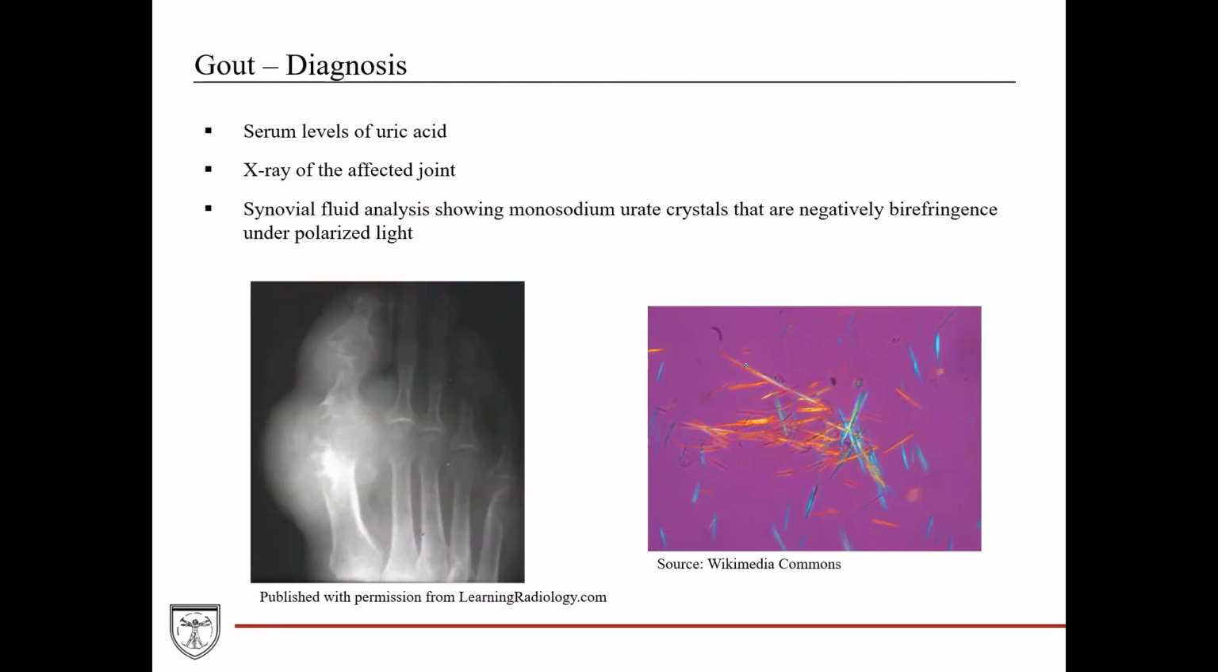So how do you diagnose it? Obviously, they're going to have elevated levels of uric acid. But more importantly, you're going to get an x-ray and you're going to see something like this where there's crystal formation, a lot of inflammation. And then really the way you confirm the diagnosis is you're going to tap the joint, get synovial fluid, and analyze it. And what's going to show is monosodium urate crystals, those crystals that form as a result of high levels of uric acid. And they're going to be negatively birefringent under polarized light. That's how you confirm that these are, in fact, these crystals, and that's how you confirm gout.